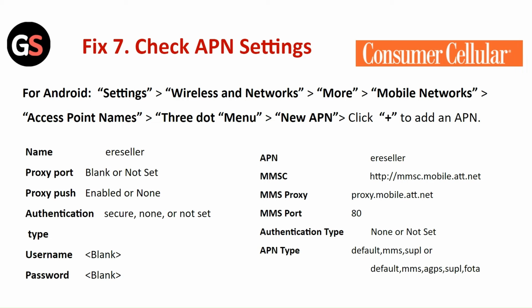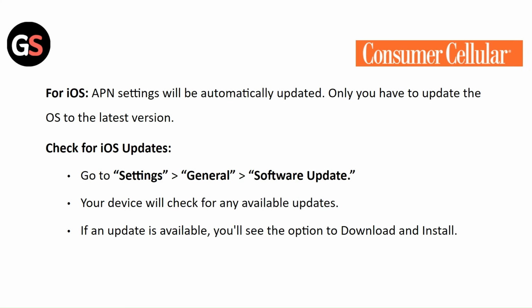Fix 7. Check the APN settings. For Android, go to Settings, then Wireless and Network. Click on More, then Mobile Networks. Click on Access Point Name and tap on the 3-dot menu. Click on New to add the new APN.